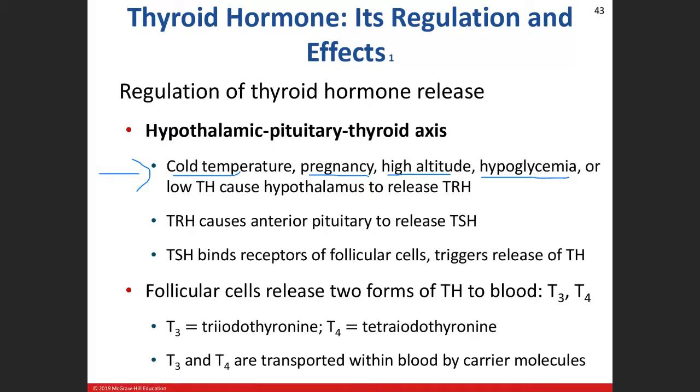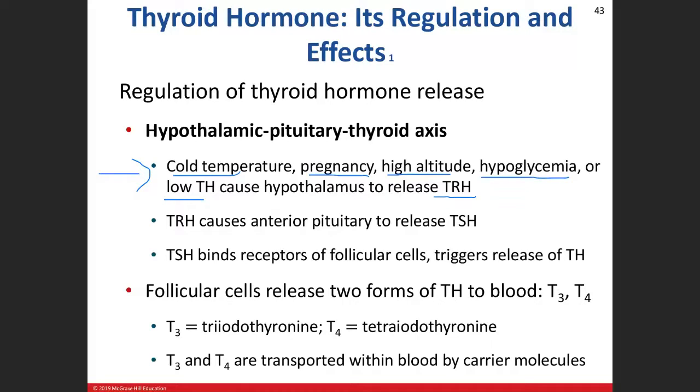And then obviously low thyroid hormone. Remember the negative feedback system. If you're low on something, that will trigger the opposite effect, so we're going to increase it. So all this is going to stimulate your hypothalamus to release thyroid releasing hormone. Remember, your hypothalamus is a regulatory structure. It's either going to secrete a releasing hormone or an inhibiting hormone. In this case, it's going to be secreting a releasing hormone.